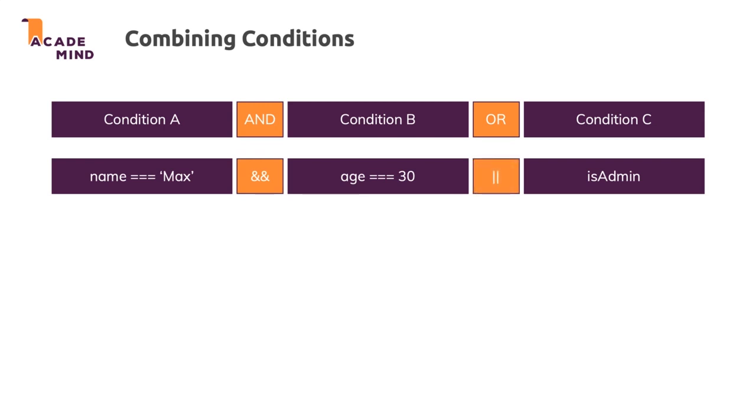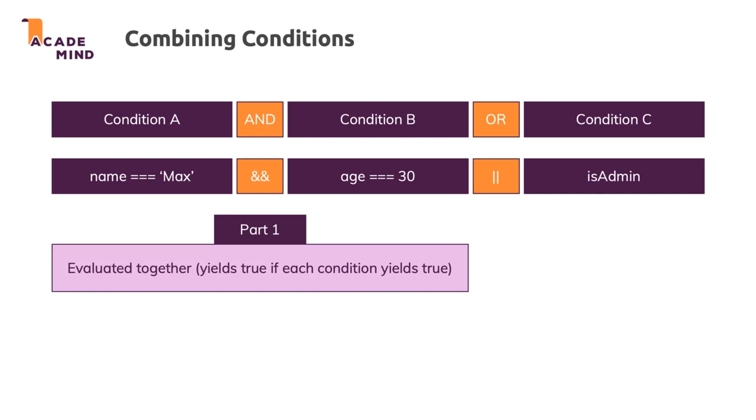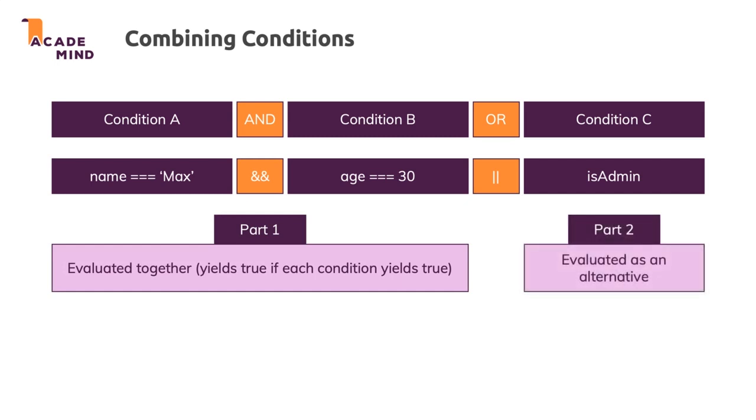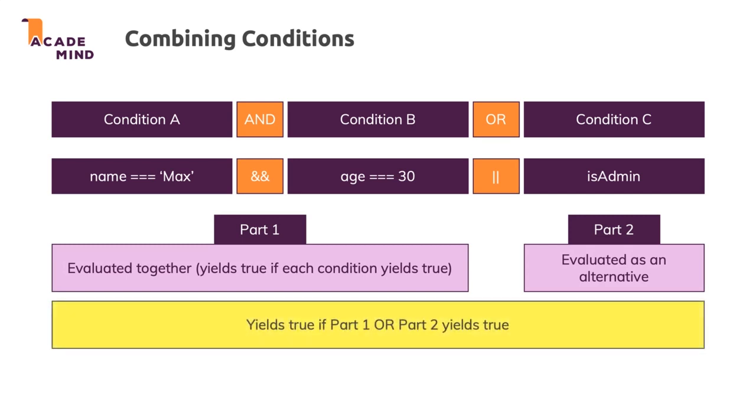So in that case, the condition A and B would be evaluated together, and only if both yield true, this combined condition here yields true, and the alternative with the OR is evaluated separately. And therefore, this overall condition, where you combine these three conditions together, would only yield true if part 1 or part 2 yields true. So if isAdmin is true, the code would always run, no matter which age or name you have. If isAdmin is false, then you would only run the code if the name is Max and the age is 30, for example.